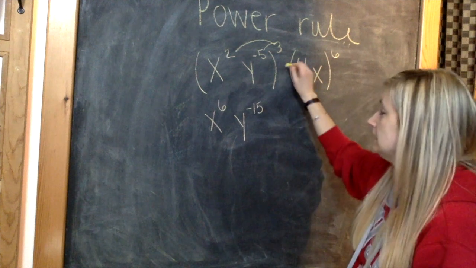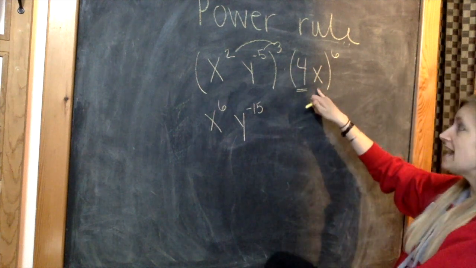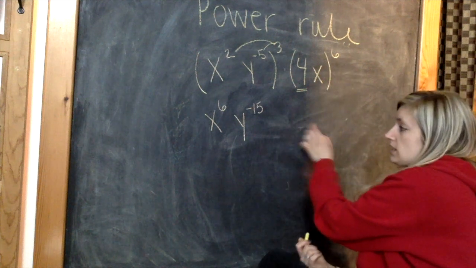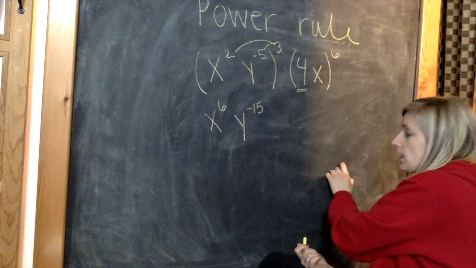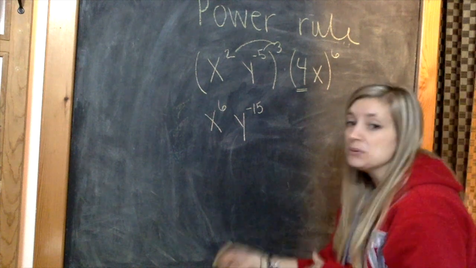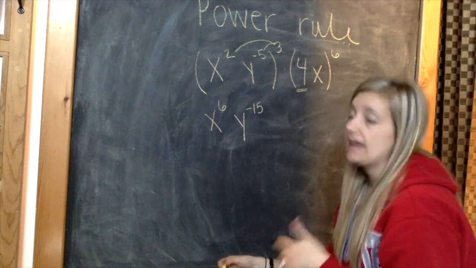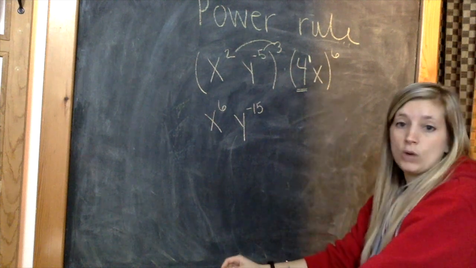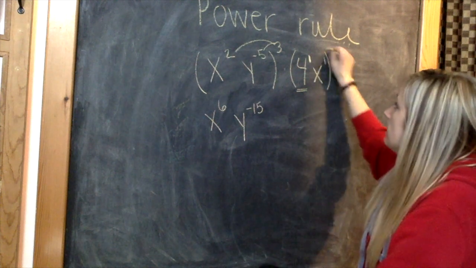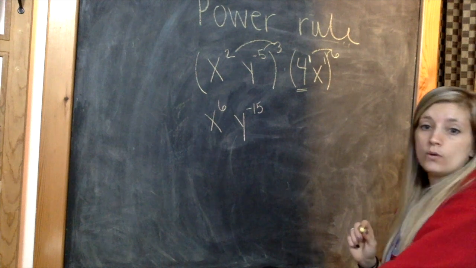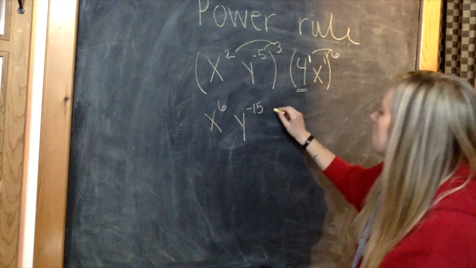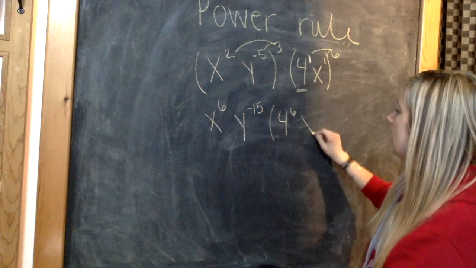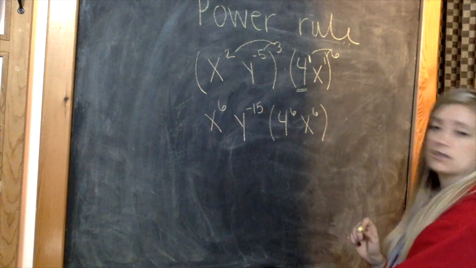Okay, now we're timesing. So now I have 4x to the 6th. So that means I have 4x, 4x, 4x, 4x, 4x, 4x. So not only did I have that x 6 times, I had the 4 6 times. So guys, please, please, please put that 1 in right there. Okay, so that way you distribute the 6 to both of them. So this is times 4 to the 6th, x to the 6th.